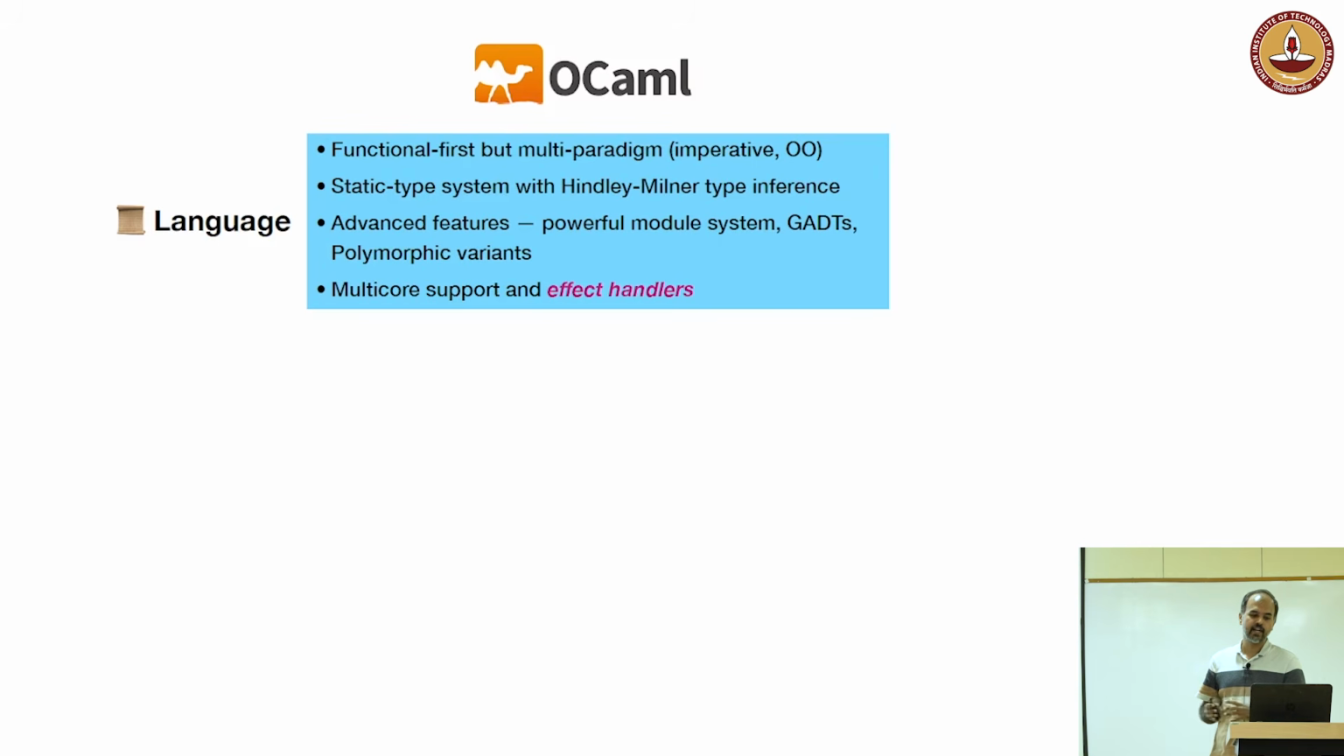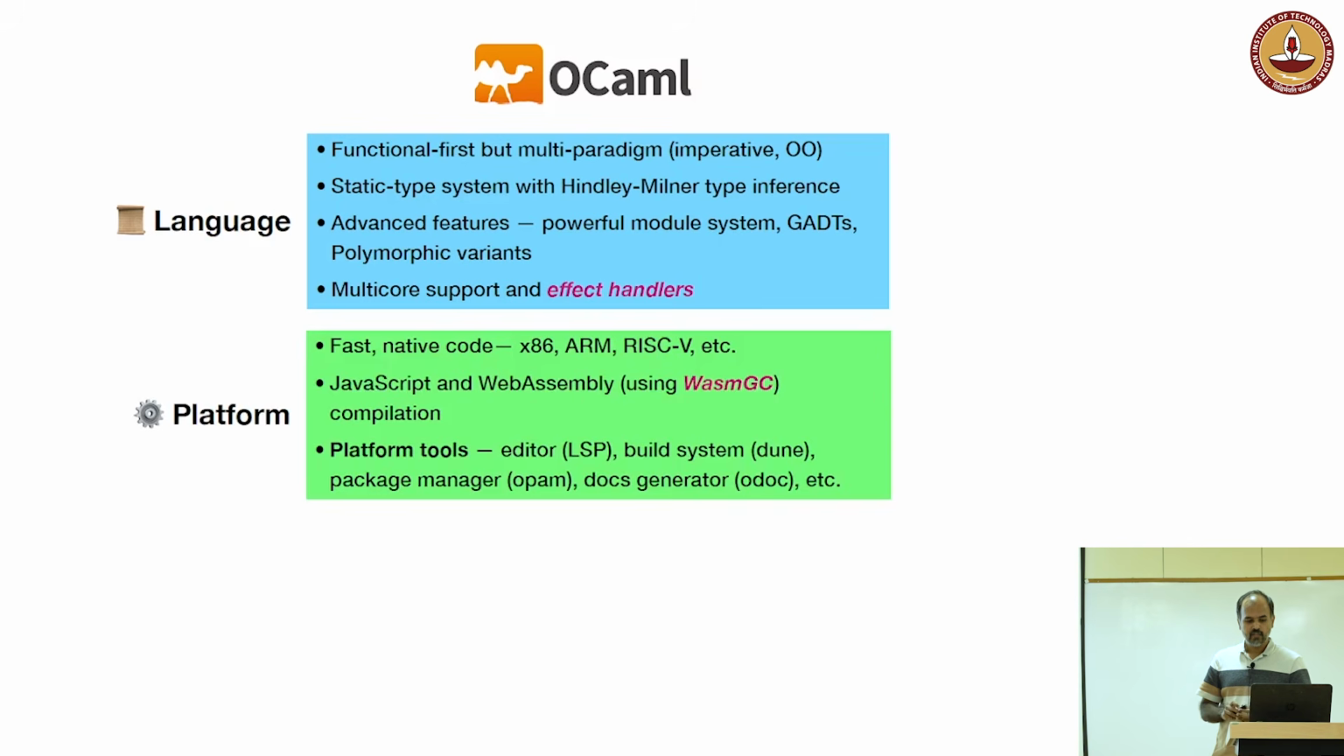And we've recently added multi-core support and effect handlers to the language, which I will talk about a little bit towards the end. So OCaml is a very fast language. It can compile to native code directly. It supports many platforms, x86, ARM, RISC-V, and many others, Power, IBM S390X, which is a supercomputer platform. We can also compile there.